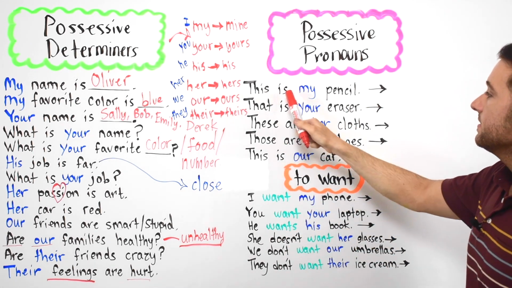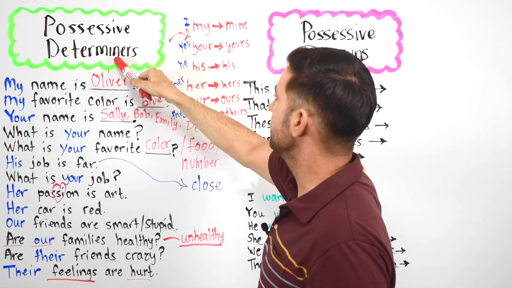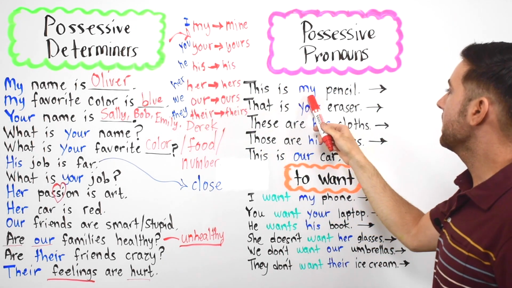It says, this is my pencil. Okay, so my in this case is a possessive determiner, my. This is my pencil.